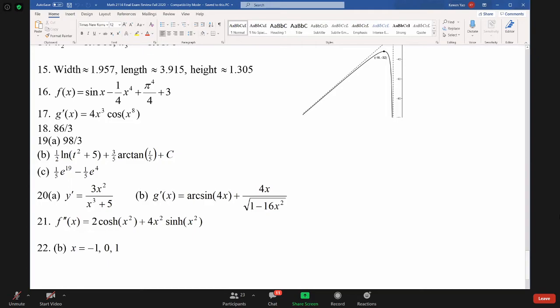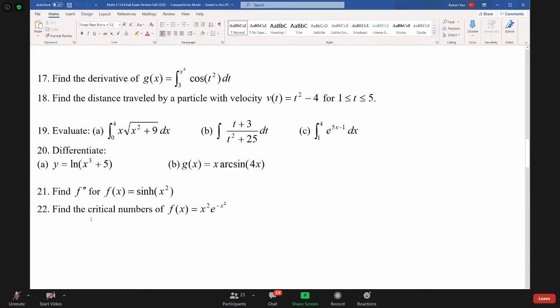Now number 21, number 22 is what? It's just easy, differentiate by using what? By using the chain rule, right? So that's easy. So let's do it. Let's finish this in a few seconds. Differentiate means what? You have to find the derivative, right? y prime. So that's so easy.